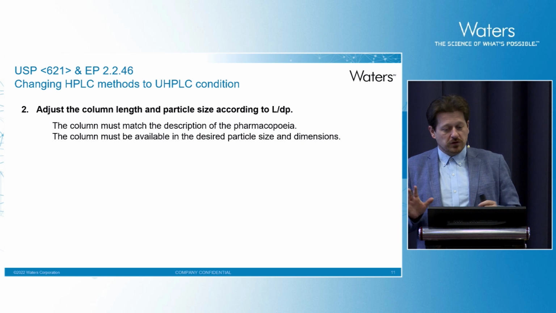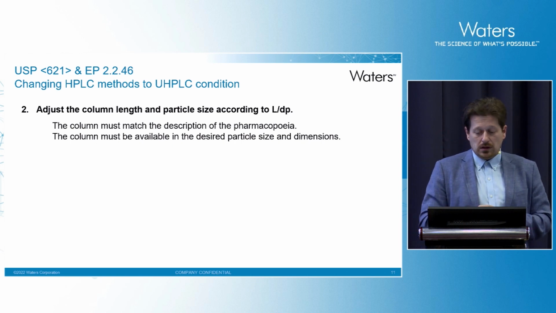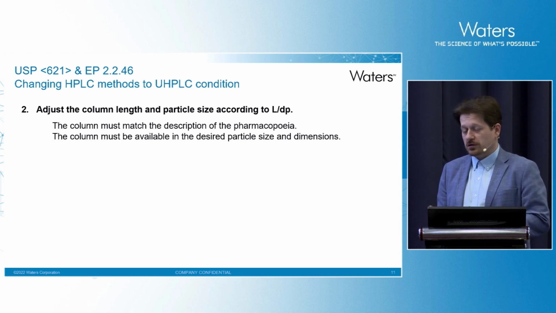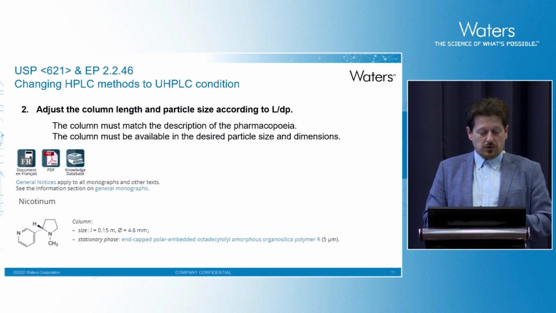So we know this now. Now we need to find the column. Of course, the column must be available in the smaller particle. This is not the case for every column on the market, so don't expect every method can be moved. And the column must match the description in the pharmacopoeia.